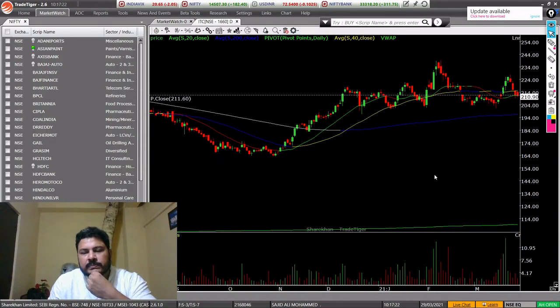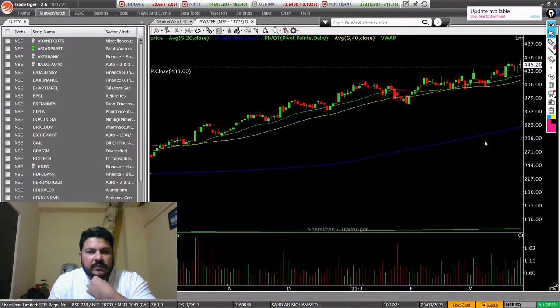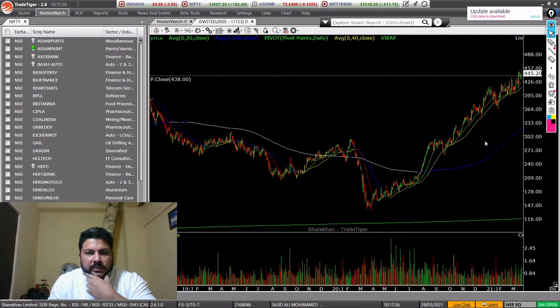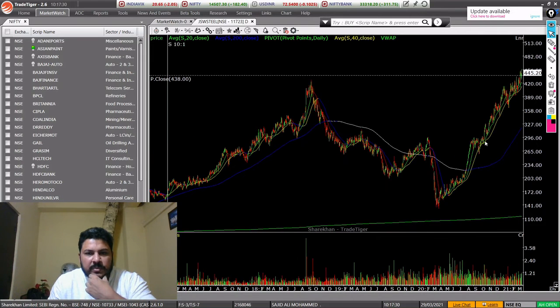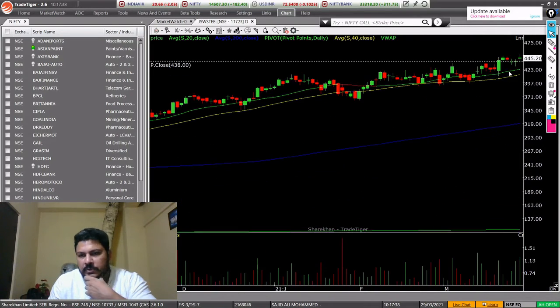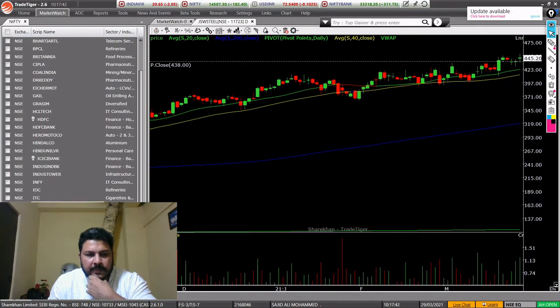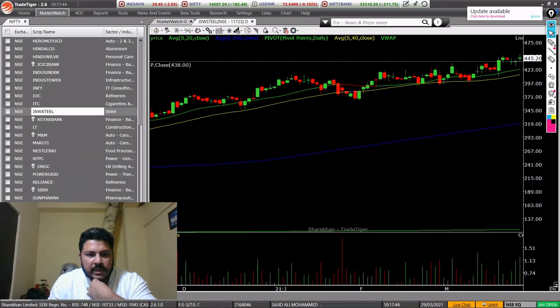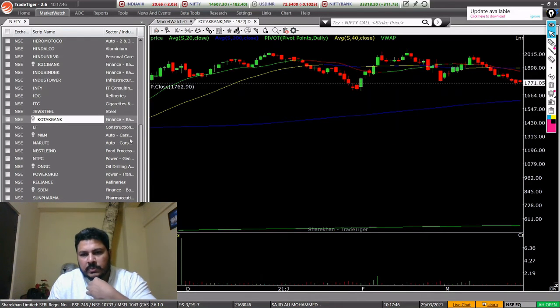JSW Steel, this is a very good stock which is running further. I think steel stocks are overperforming these days. It's already crossed its previous high, 424, 445. So now it's a time for you to actually invest in this. It's very good. So Hindalco and JSW Steel, both the companies, you can choose whichever you want to invest.